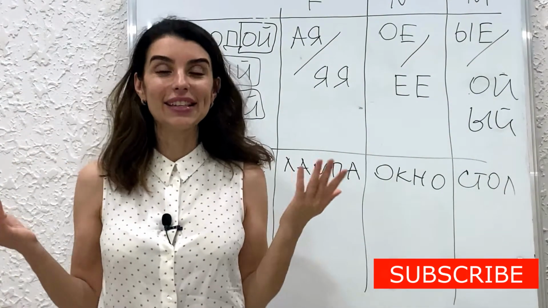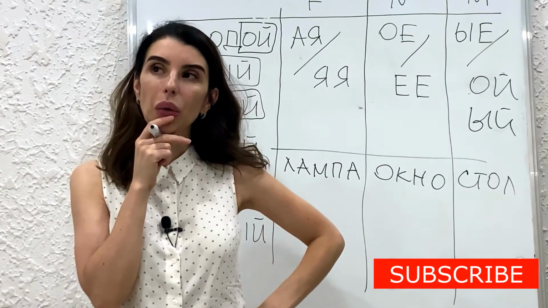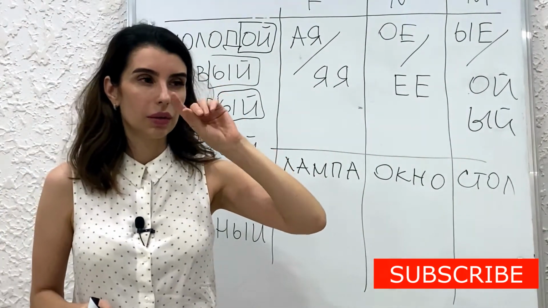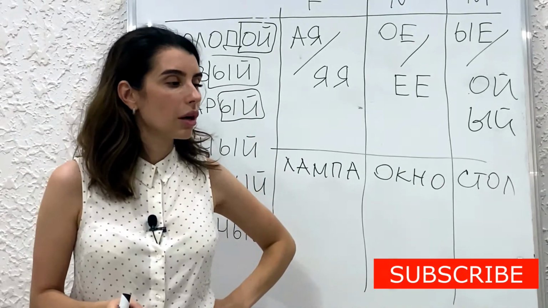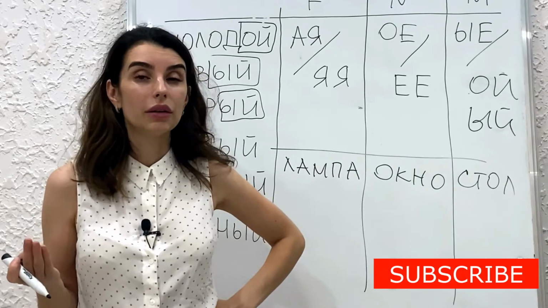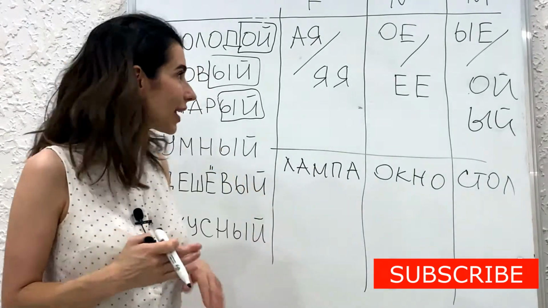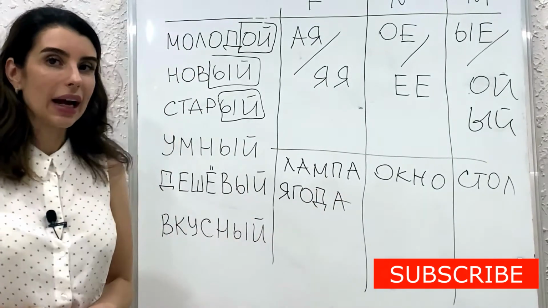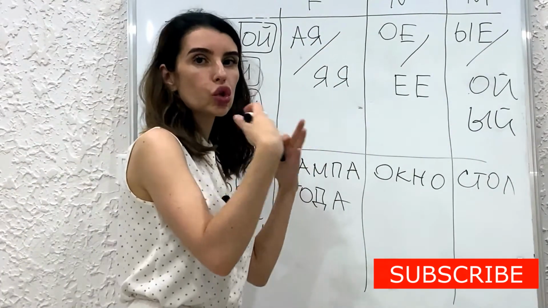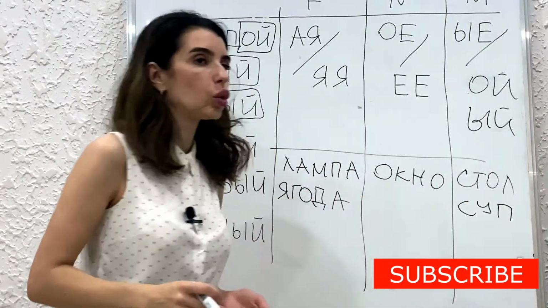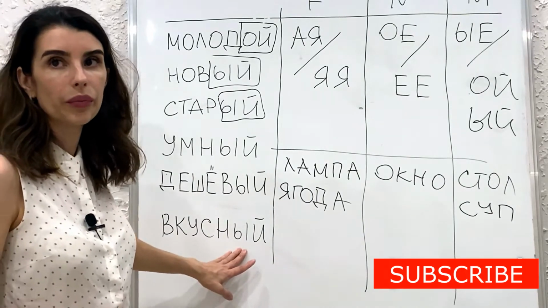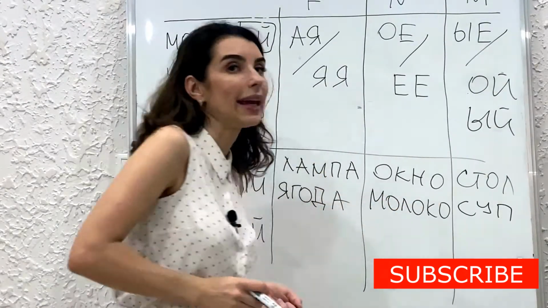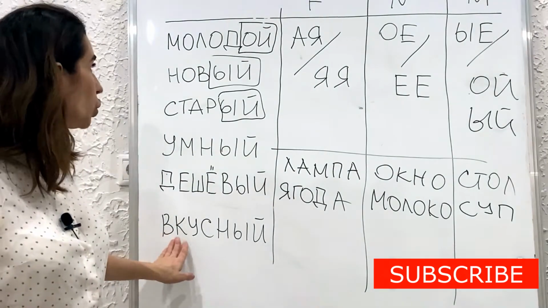Вкусный means tasty. Okay, let's think what can be tasty. If you pick something of female gender, it can be berry. Berry is ягода. Вкусная ягода. Вкусный суп. Суп. Вкусный суп. Or, for example, молоко. Вкусное молоко.